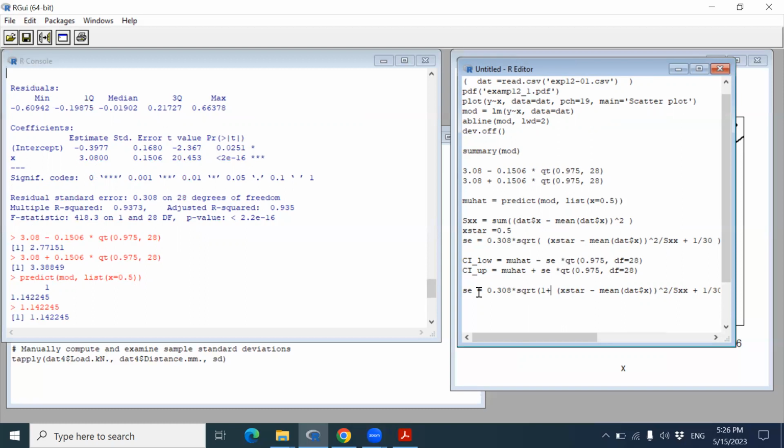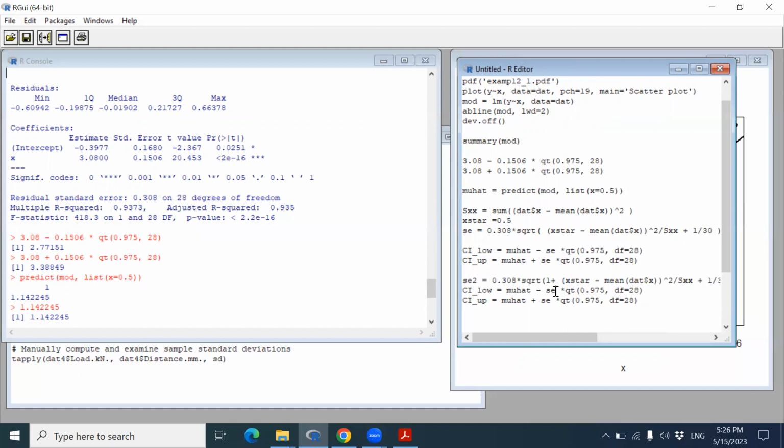So if I run that, this time it's going to be SE2. And then for the prediction interval, it'll be very similar in terms of computation. The only thing changed now is the SE2, and here is also SE2. And this one is going to be the prediction interval. So I'm going to call it PI low and PI up. I'll put parentheses so that it prints the value for me. Okay, let me run these three lines.